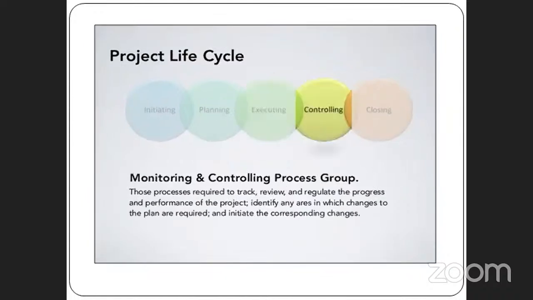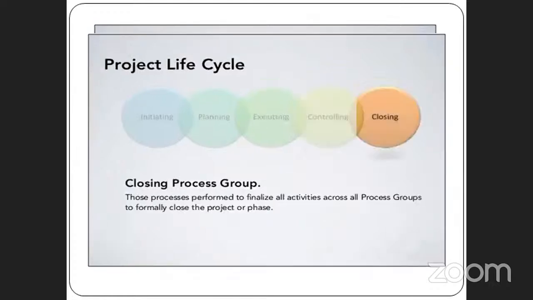Next one, controlling. It is the main part of project management. Any deviation from the schedule, because in planning we are scheduling part by part. If any deviations happen in the scheduling and we are not controlling them, then your project automatically lacks progress, and then you will face losses. So it is the main part of project management.